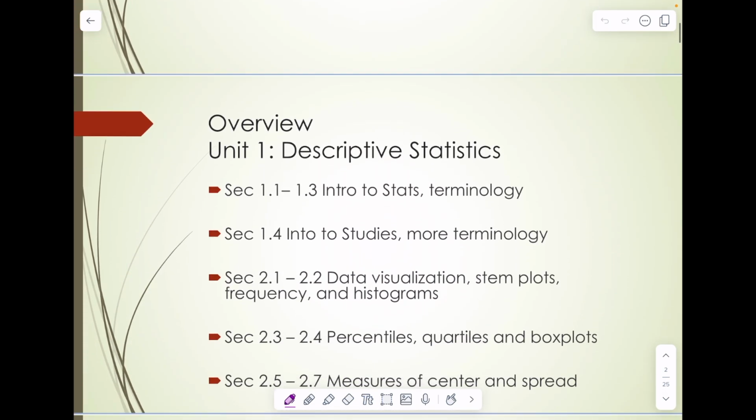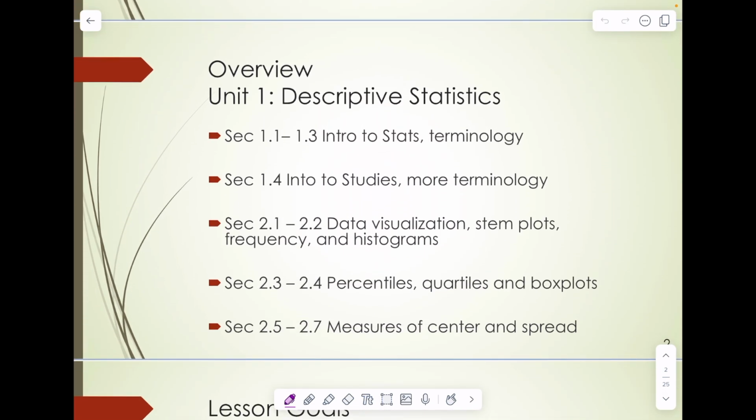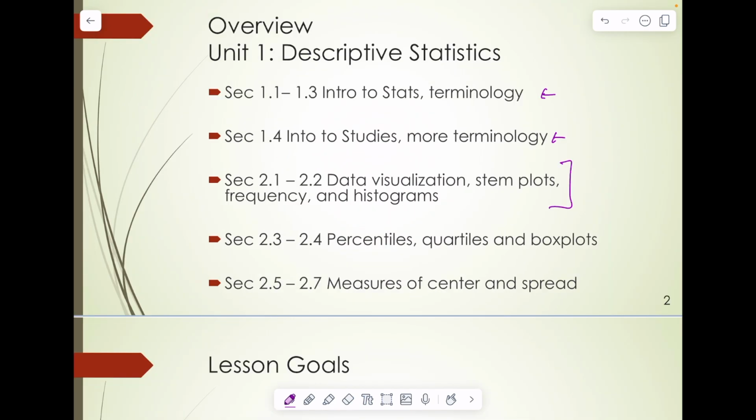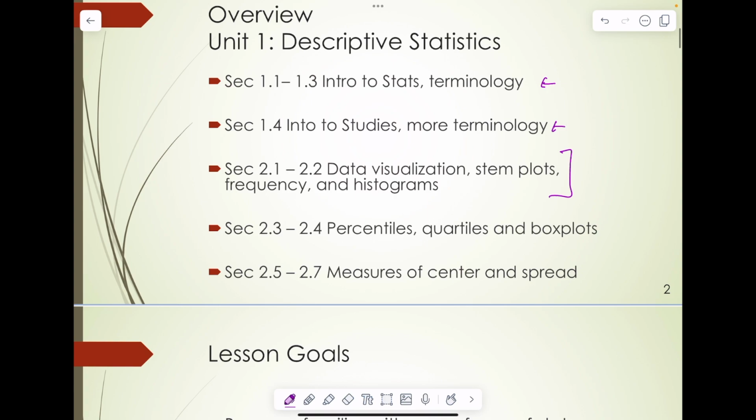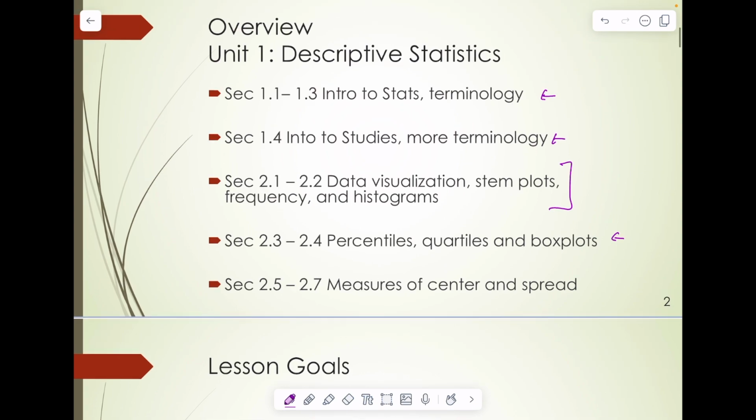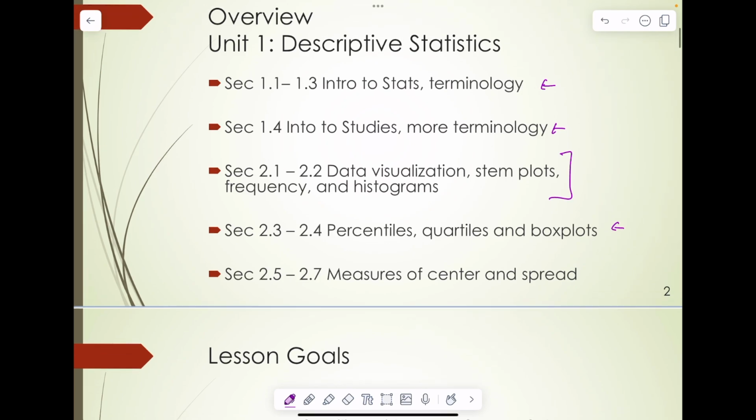Alright, so to get an overview here, we have already discussed introduction to statistics and lots of terminology, which was involved in statistics in general and also in studies. And here we are now, data visualization. Following this, we're going to talk about percentiles, which is measures of standing, and quartiles and box plots, and then we're going to talk about measures of center and spread. So lots of different ways to describe data.